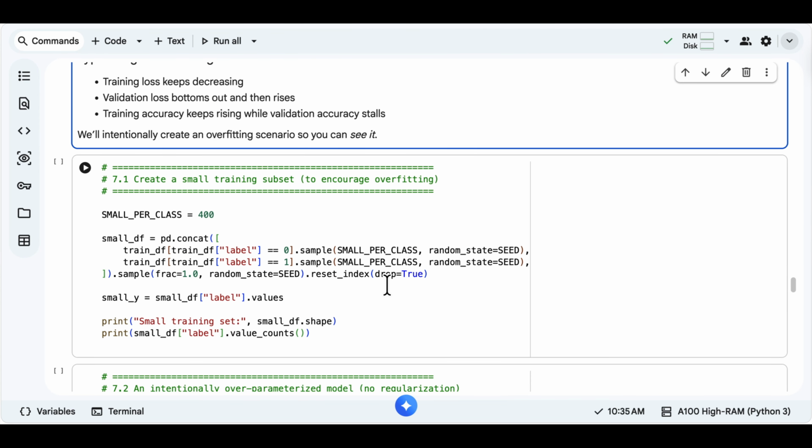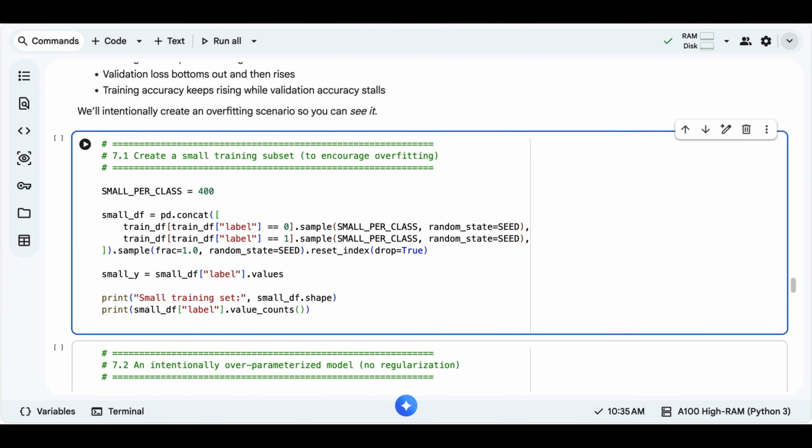To make overfitting easy to observe, the notebook intentionally shrinks the training set to 800 reviews, with 400 per class. This is a teaching trick. By giving a large model much less data, we make memorization more likely, so the gap between training and validation behavior becomes much more visible.